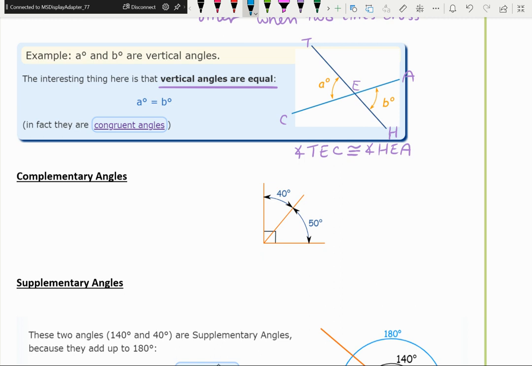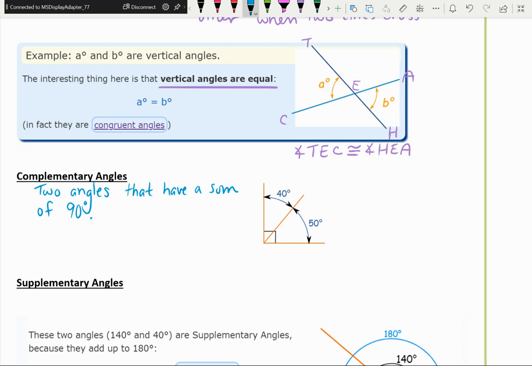Complementary angles are two angles that have a sum of 90 degrees. A sum just means that they add up to 100, or I'm sorry, that they add up to 90.